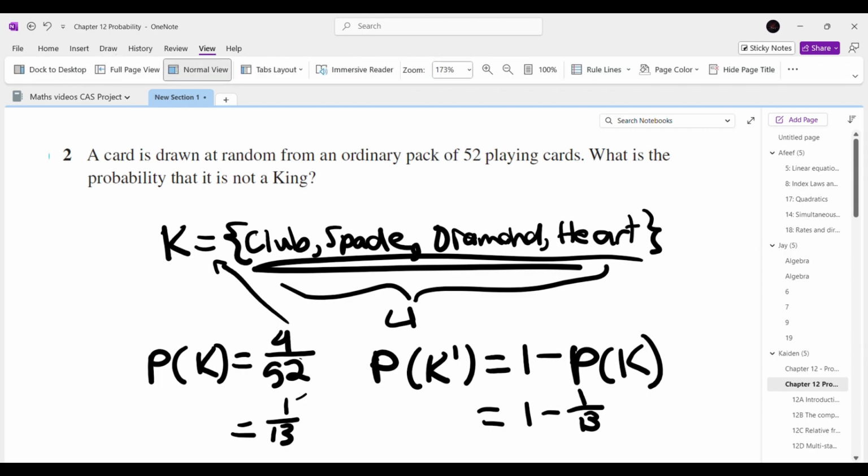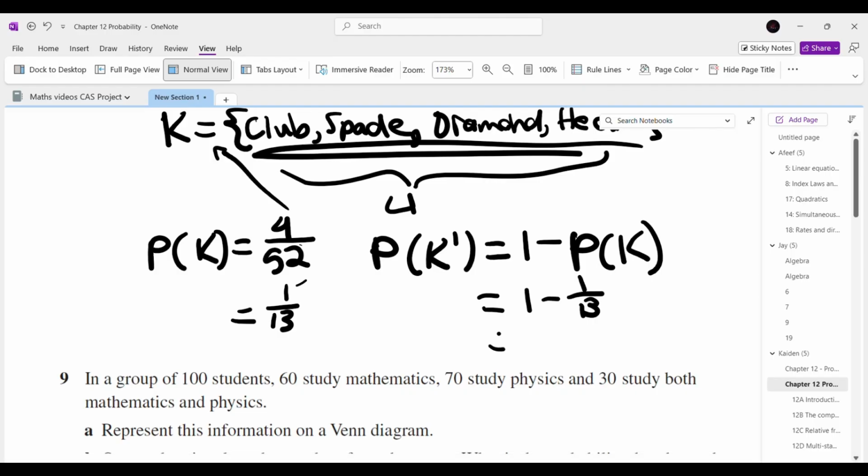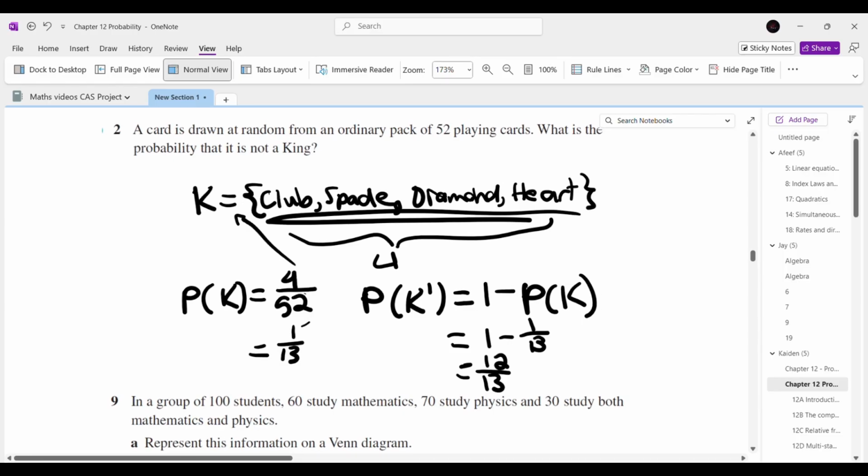So just 1 minus 1 over 13. So we get 12 over 13 as our probability of not K.